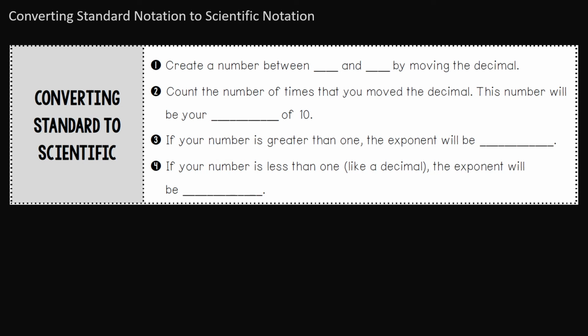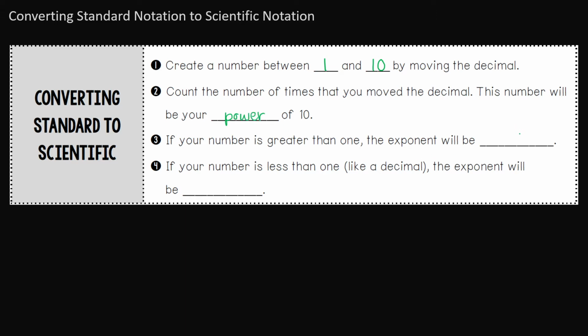So let's talk about converting these numbers. So we're going to convert the numbers we know to scientific notation. Standard notation is how we normally write numbers. Let's convert them. Let's condense them. So first we need to create a number between 1 and 10 by moving the decimal. Then we're going to count the number of times that we move the decimal. This number will be our power of 10. That's going to be the exponent on the 10.